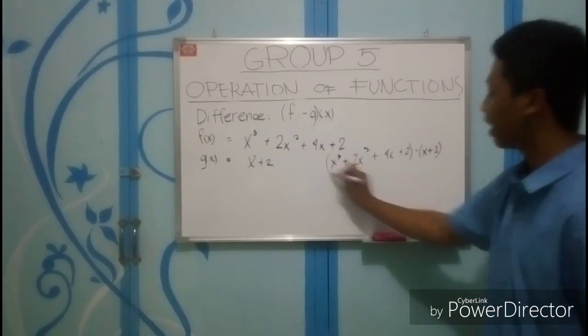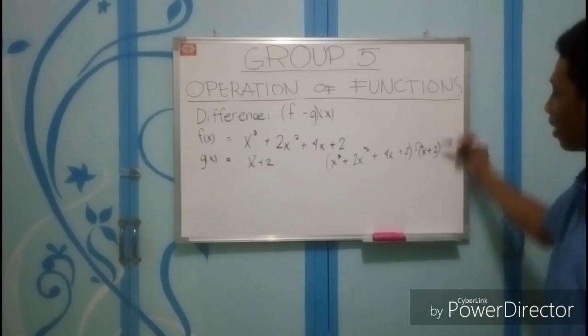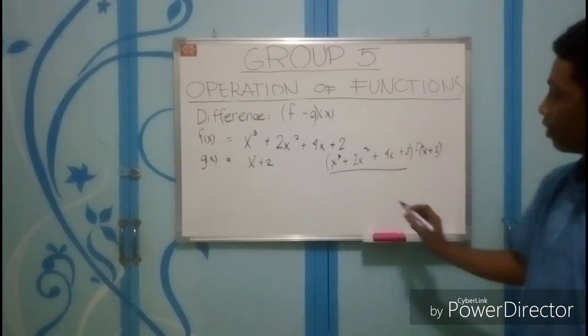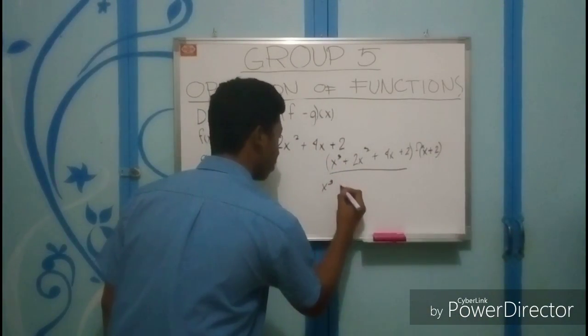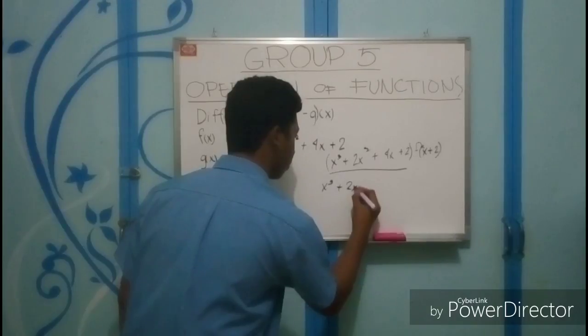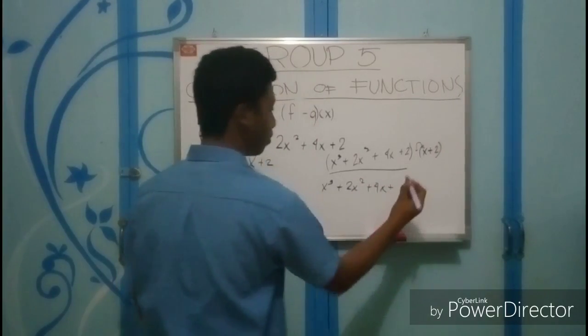And same as the last time, you simply distribute your negative sign through your subtrahend and copy your f of x. So this is x cubed plus 2x squared plus 4x plus 2.